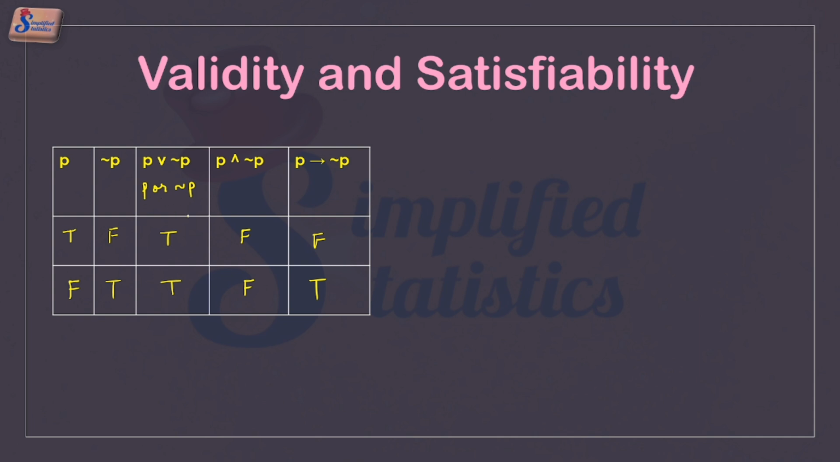Now in the case of P or negation P, the truth values are always true. So this is known as a tautology, where the final result is always true. In case of P and negation P, the final results came out to be false. So this is a contradiction, which we have already discussed in the previous video, that is, what is tautology and contradiction. And if P then negation P is sometimes false, sometimes true, then this is a contingency.